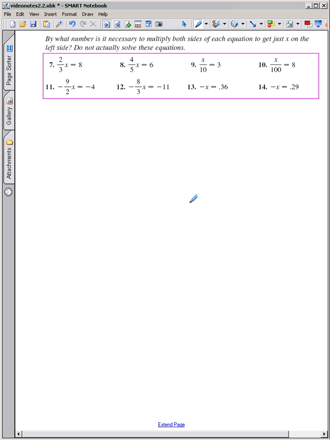So the first set of exercises I'm going to look at is from the section 2.2 homework. It doesn't actually want you to solve it. It just says to think about what number you would have to multiply both sides of the equation by to get the x on the left side by itself. So if we look at number 7, we have 2/3 x is equal to 8. Well, if we want to get the x to have a coefficient of 1, we've got to eliminate this 2/3.